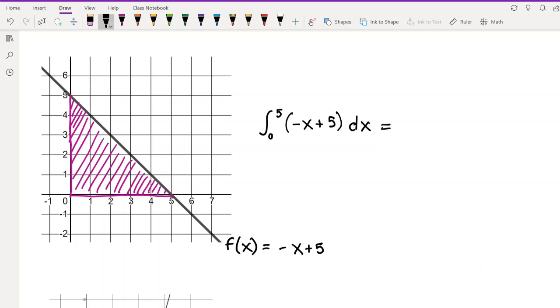So in yesterday's video, we found this area by doing base times height over 2, and we found that this area was 25 over 2. So in the language of integrals, the integral from 0 to 5 of negative x plus 5 dx is equal to 25 over 2.